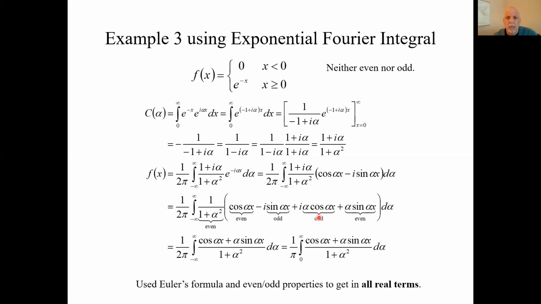Evens and odds become odds. When I integrate them over a symmetric interval, they integrate to 0. So all these even times odds become zeros. I'm only left with the evens times evens, which are still evens. Here's what it is put all together, and now it's in all real terms. And since this whole thing is even, instead of integrating from minus infinity to infinity, I can integrate it from 0 to infinity as long as I multiply by 2.